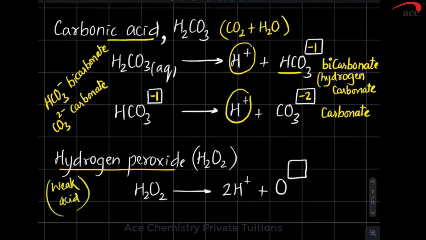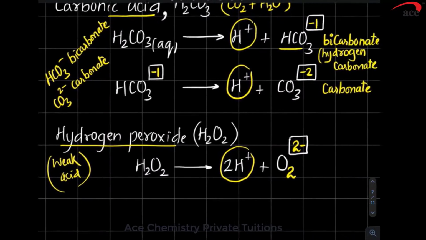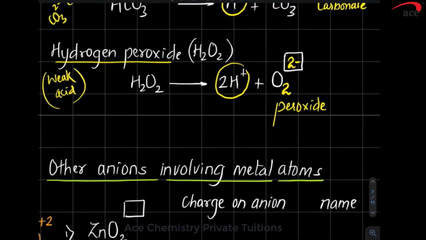Hydrogen peroxide is also known as a weak acid. Those who are not aware, new information for you to remember. Hydrogen peroxide, when it gives you 2 H plus ions, can you tell me what will be the case? Yeah, there will be 2 oxygen and will have 2 minus. If there is an anion coming from hydrogen peroxide, it gets the name peroxide ion. So O2 2 minus gets the name peroxide anion. So unusual for us to remember peroxide.